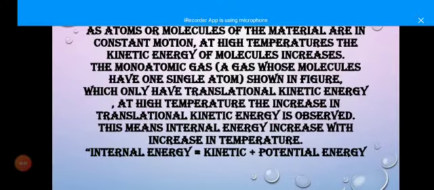As the atoms or molecules of the material are in constant motion, at high temperature the kinetic energy of the molecules increases. In a monatomic gas, a gas whose molecules have only a single atom, as shown in the figure, there is only translational kinetic energy. At high temperature, an increase in translational kinetic energy is observed. This means internal energy increases with increasing temperature. So the internal energy equals kinetic plus potential energy.